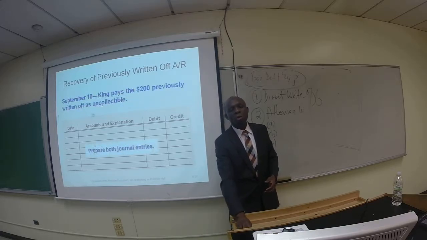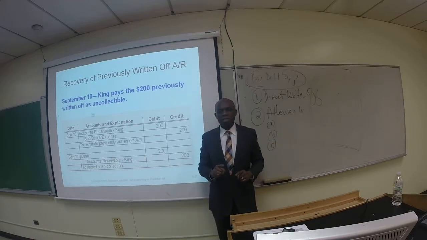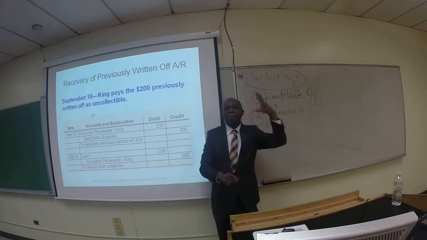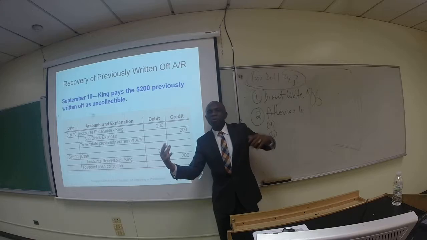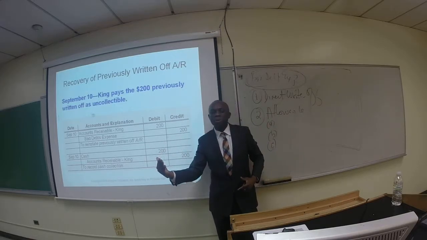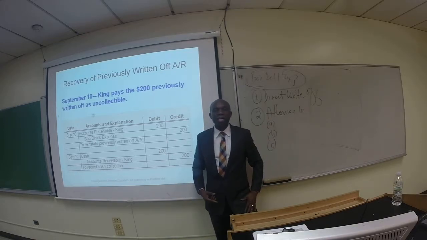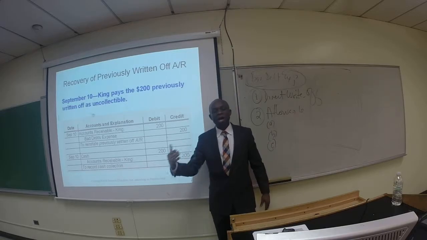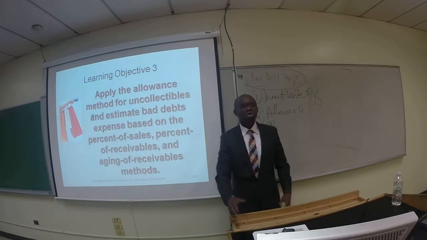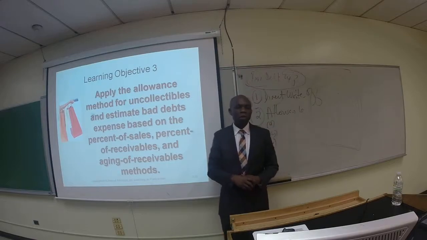Two entries. Number one entry, we have to reverse the write-off that we recognized or recorded previously. Remember, we debit bad debt expense and credit accounts receivable, we reverse it. Now we debit accounts receivable and credit bad debt expense. Then we make the journal entry. We gladly receive the $200 and say thank you very much, and debit cash and credit accounts receivable. So that is the conclusion of part 2 of this presentation.